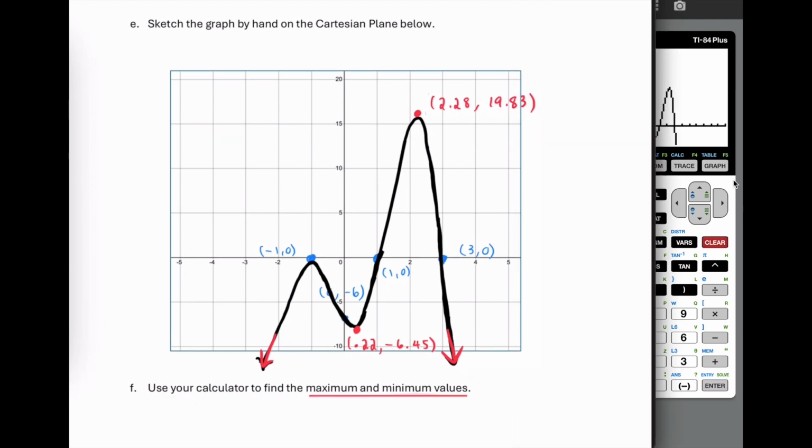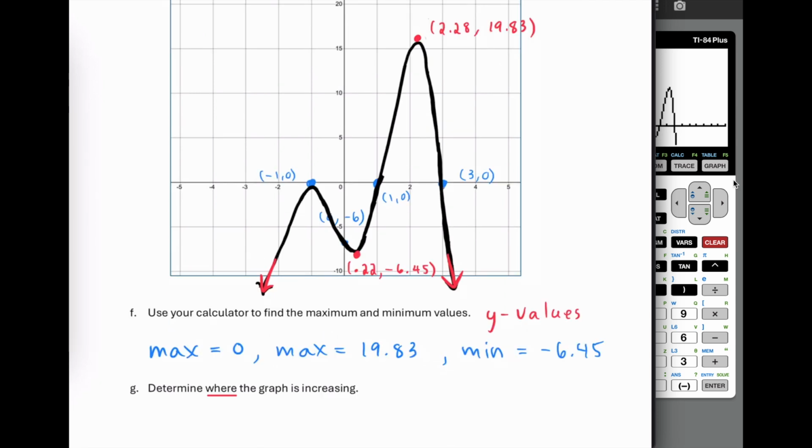So in part F, to find the maximum and minimum values, they are going to be the y-coordinates of those ordered pairs. We'll start with the maximums. We have a maximum ordered pair right here. The y-coordinate of that ordered pair is 0. We have a second maximum at this point, and the y-coordinate of that ordered pair is 19.83. We only have one minimum ordered pair, and so we'll say the minimum value of this function is going to be the y-coordinate, negative 6.45.